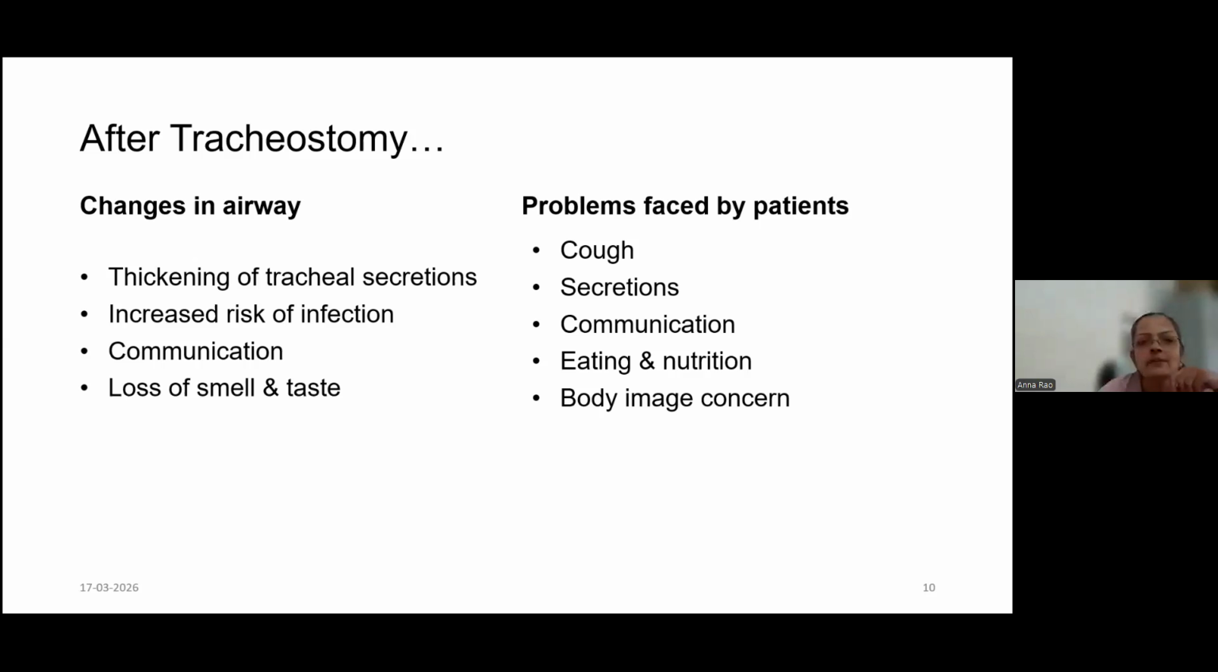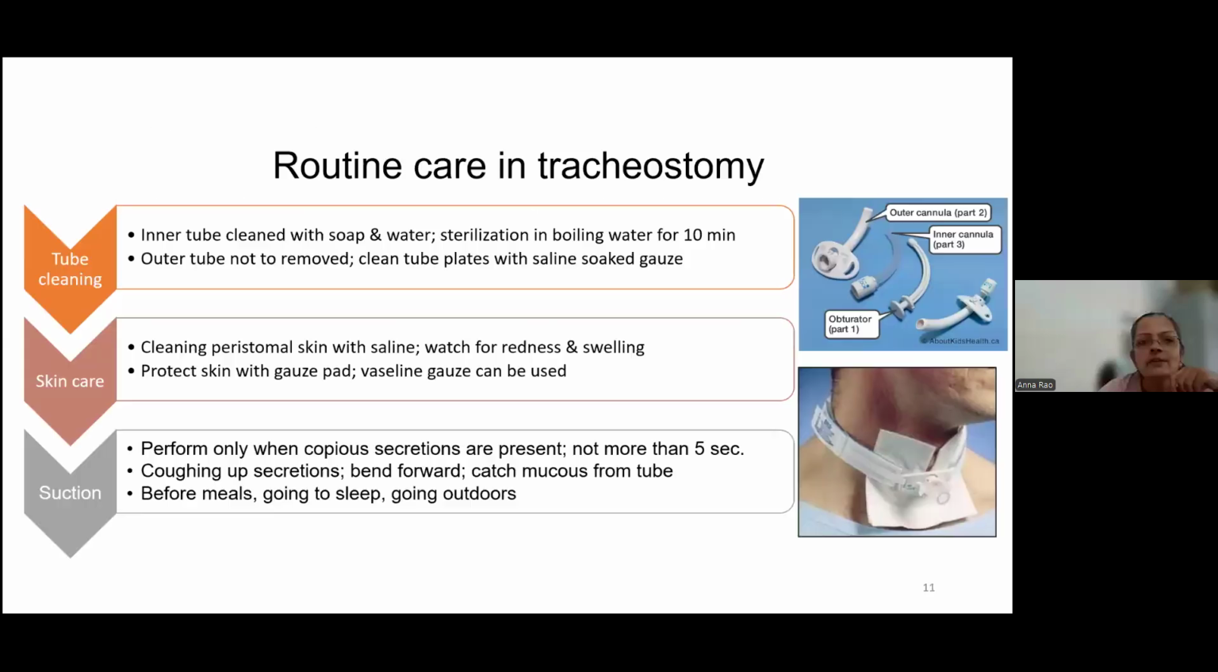So, if we talk routine, I'm sure you all have come across the various types of tracheostomy. Which type of tube is inserted in the patient's trachea? We need to understand whether it is inflated with balloon, without balloon, what kind, and of course the fixing and everything. So care will depend on these factors also.